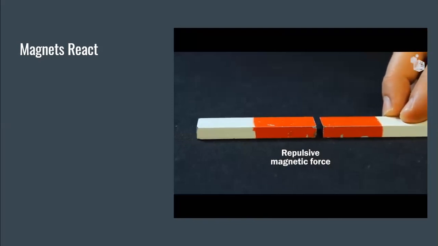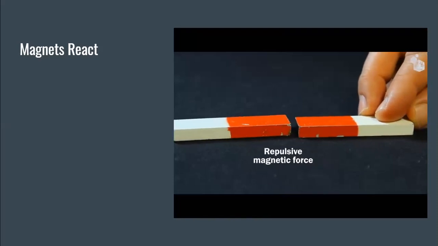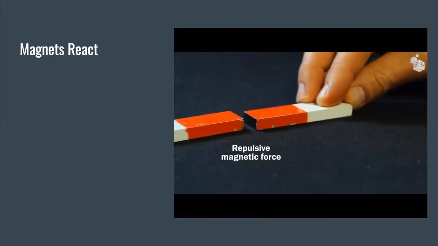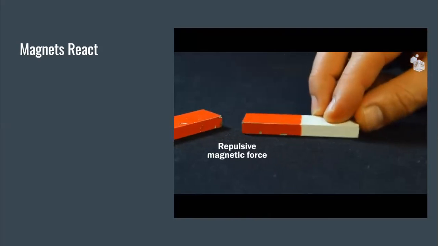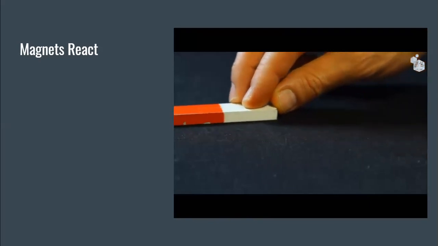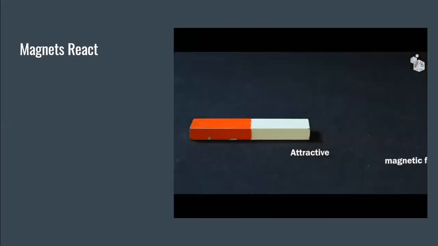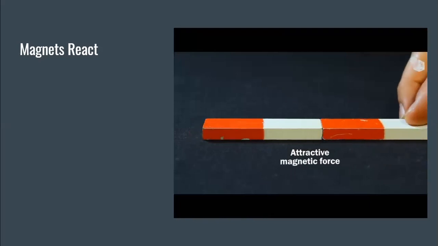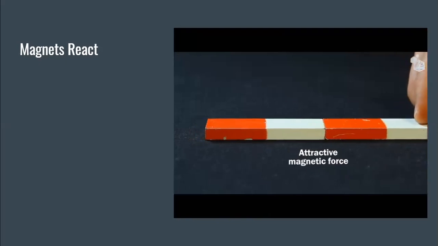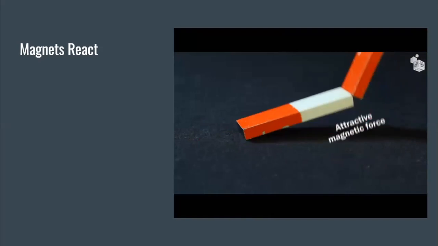So the person is trying to put two like sides or like poles of a magnet together. However, you can see that the magnets are repelling each other. They're not sticking together. Now you can see that the magnets are attracted to each other. This is because the person in the video is placing the two opposite poles towards each other.